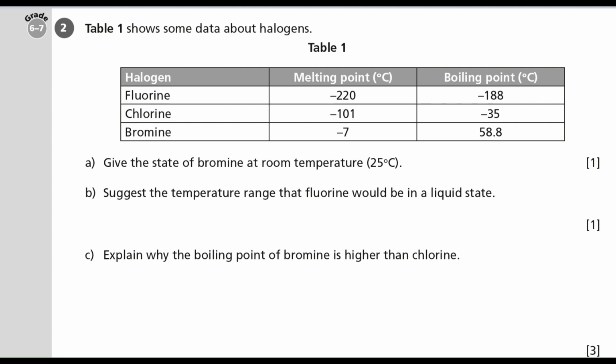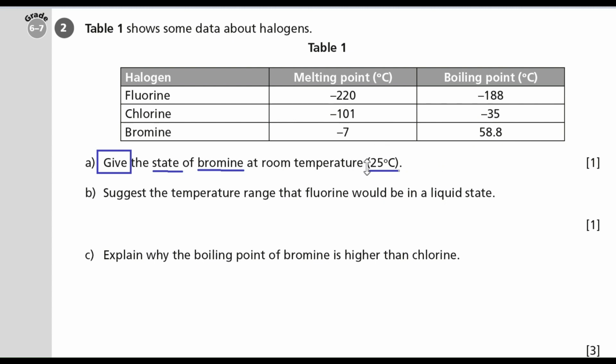Give the state of bromine at room temperature, 25 degrees C. So the command word here is give. Even though state is a type of command word, in this particular question, state here means solid, liquid or gas. We're considering bromine and we're considering it at room temperature, which has been defined as 25 degrees C in the question. So, looking at the information about bromine in the table, its melting point is -7 degrees C and its boiling point is 58.8 degrees C.